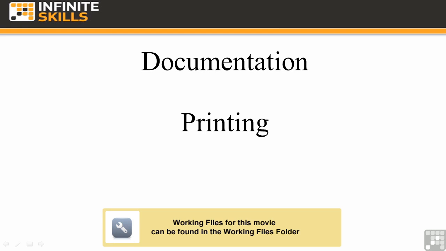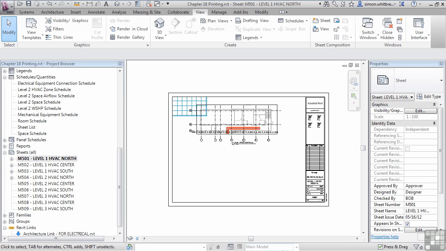From the Startup screen, click on Open, browse to your Chapter 18 folder, and open the file Chapter 18 Printing. In the project browser, scroll down until you find Sheet M501, Level 1 HVAC North. In this exercise, we're going to look at how we create output, that is, print to a sheet of paper, and some of the options that are available for you.